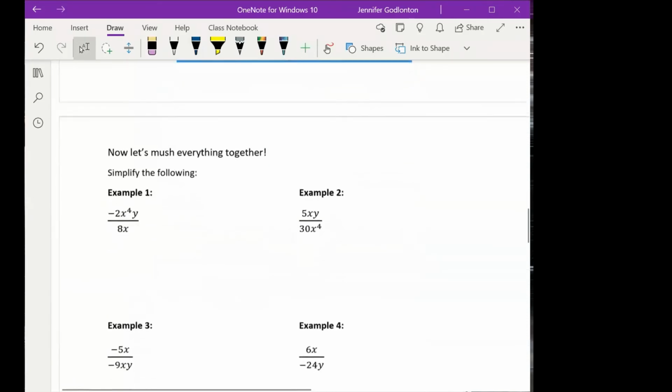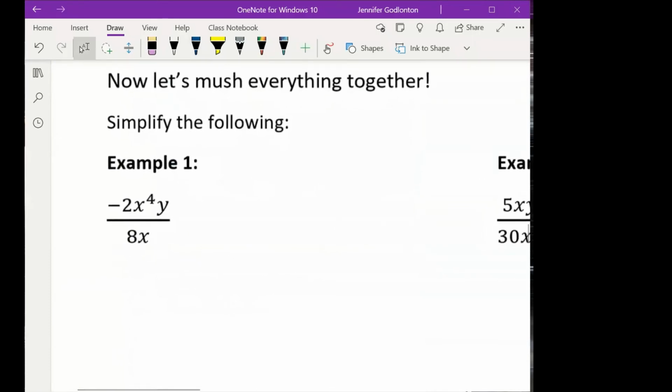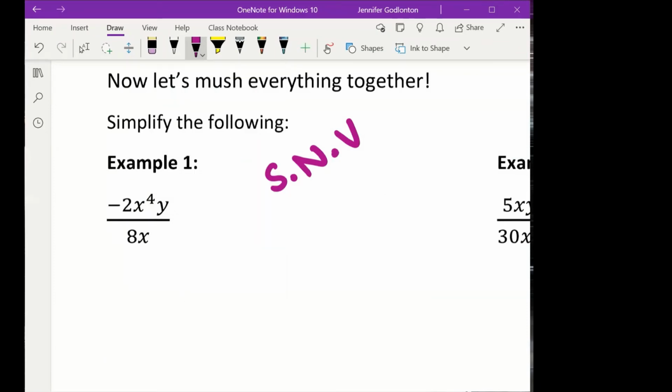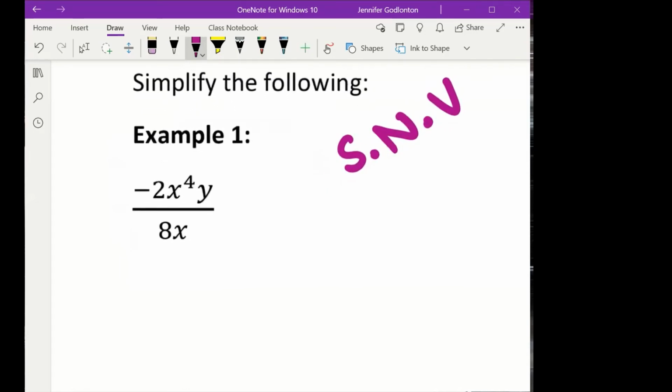So we're going to smush things together now. We're going to deal with our numbers and variables all together. We're going to bring in our 3 magic letters again, which are signs, numbers, variables. The first thing we're going to look at in this question, I'm going to help you with this first one, and then I'm going to let you do the second one by yourselves. First thing I want to look at is my signs. I've got a negative divided by a positive, which means my answer is going to be a negative.